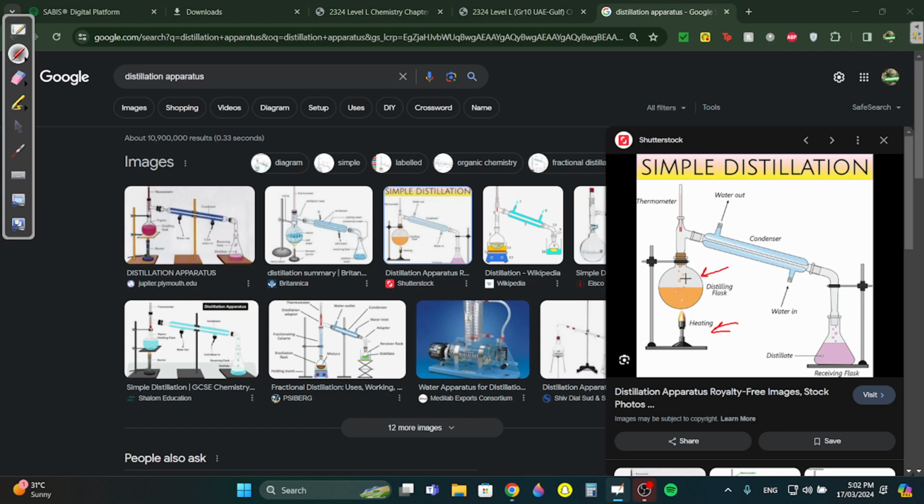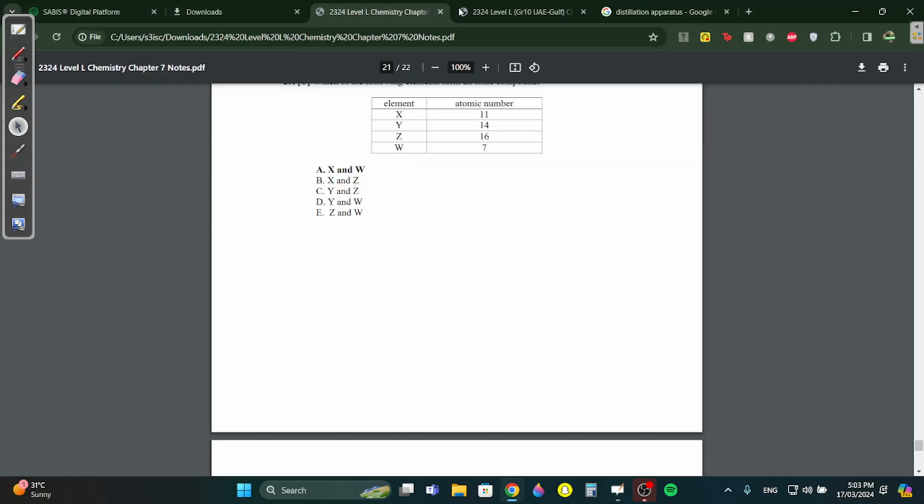Okay, we need the round bottom flask. This is the round bottom flask. We need a thermometer, and we need the condenser, and then we need the collecting flask. So it's five things: the heater, the round bottom flask, the thermometer, the condenser, and the receiving flask. And also you can say stand. I think stand is included.